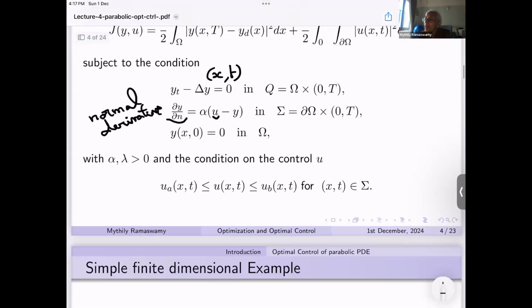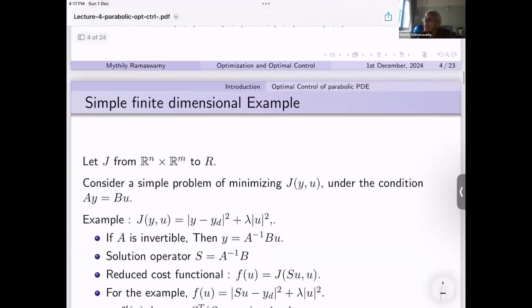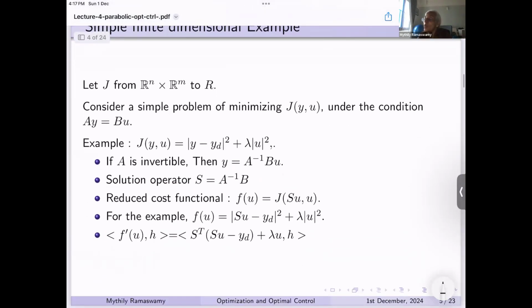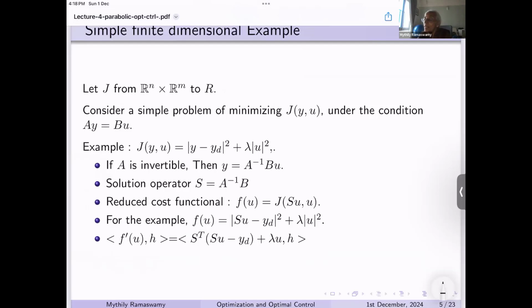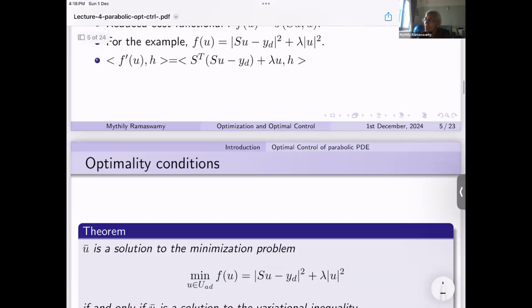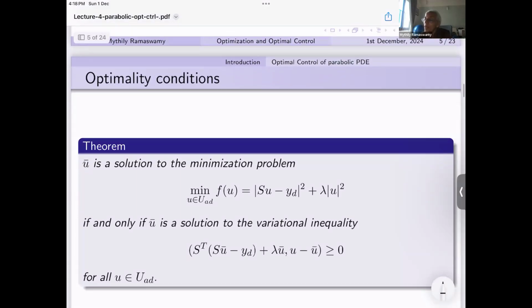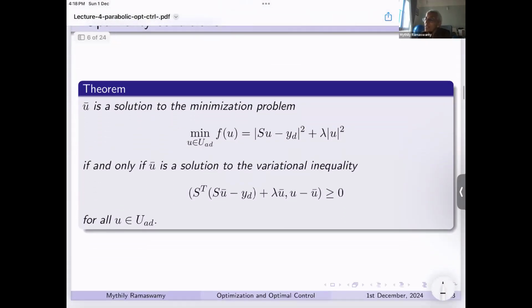Okay, so I recall, as before in the finite dimensional example, what I did was y is equal to A inverse of Bu. Then my solution operator is A inverse of B. So my existence will give me the A inverse, and the solution operator can be composed with whatever B is given. Then my derivative will be S transpose (Su minus y_d) plus lambda u. We have to calculate the adjoint S transpose in this case of infinite dimensional operator. So this is the theorem which I recall.